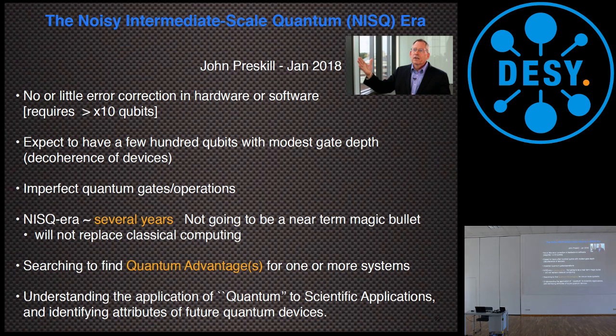And it has to be understood that this is not a magic bullet. It's not going to replace classical computing, for instance, for calculating the mass of the proton. That's going to be done with classical computing with high precision long before quantum computers get to it. It's important now, during the next period, for us to understand the scientific applications where quantum could actually provide a quantum advantage. And that process is just now starting.